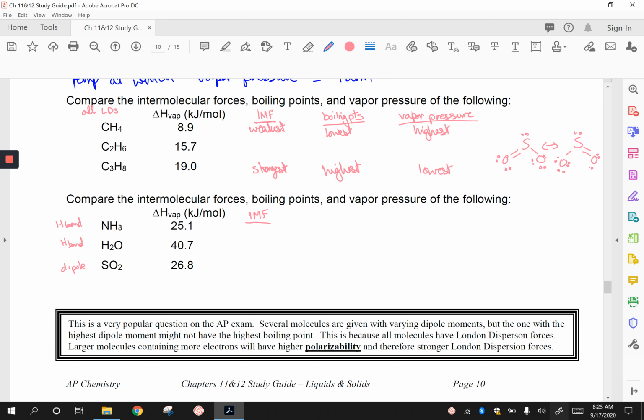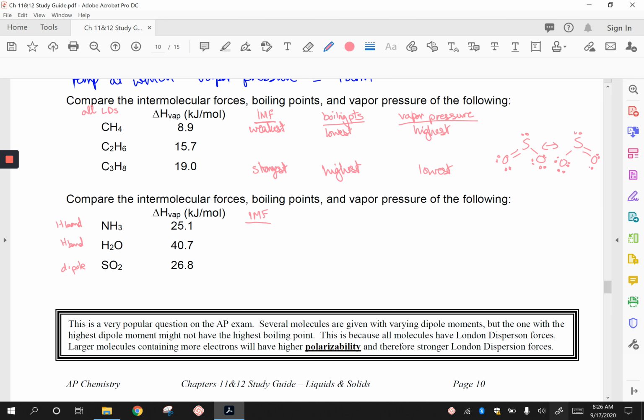So what we'd expect is that water has the strongest intermolecular force, followed by ammonia, because it also has hydrogen bonding, and then followed by SO2. But if you look at the data, what we just said is not supported by the data, right? Remember, the stronger the intermolecular forces, the higher the heat of vaporization. If the data contradicts what you think, you go by the data.